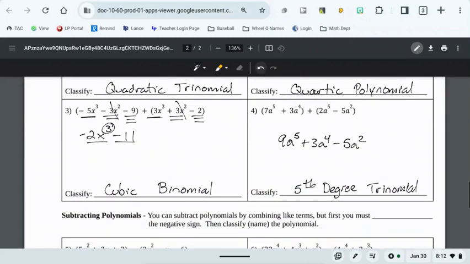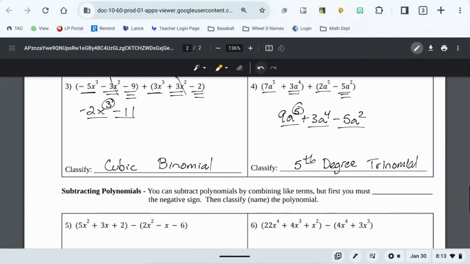Example number 4, we have 7a to the fifth plus 2a to the fifth. We get 9a to the fifth. 3a to the fourth, there's no other term with a degree of 4, so it just stays as is. And then same thing with our term negative 5a squared. There's nothing to combine it with, so we just bring it down. The degree is 5, and there are 1, 2, 3 terms, so it's a trinomial, 5th degree trinomial.